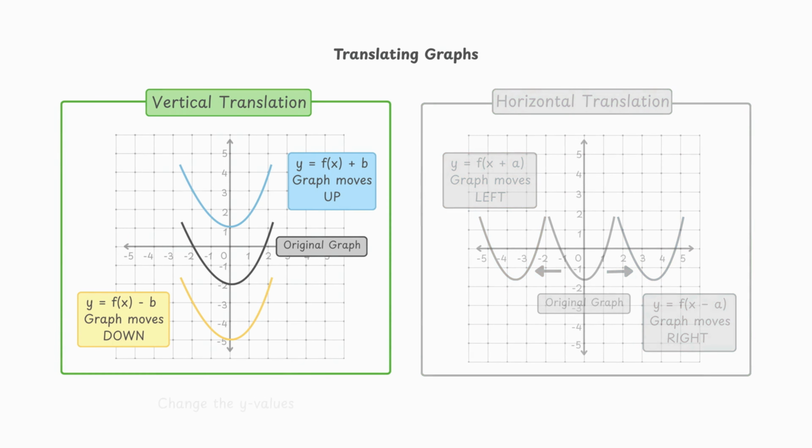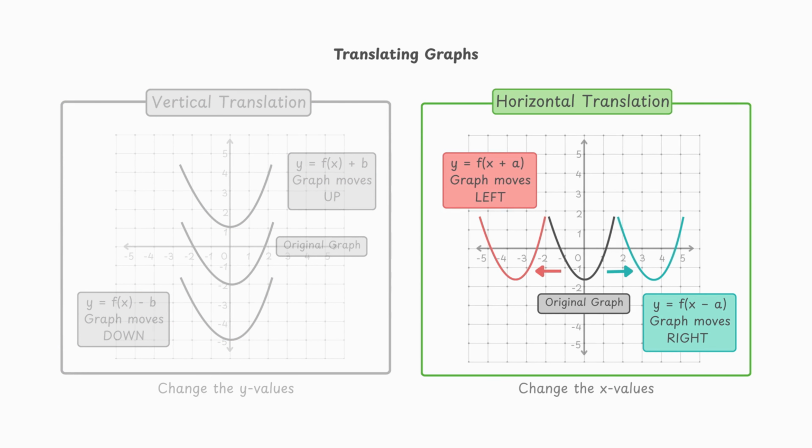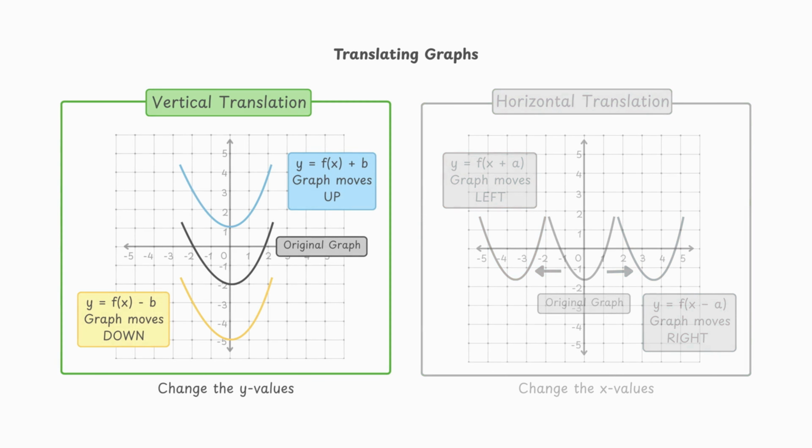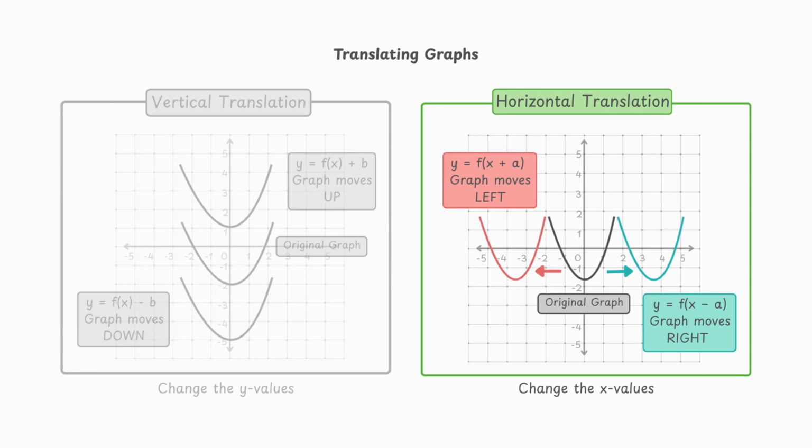In vertical translation, we change the y values, and the graph moves up or down directly with the sign. In horizontal translation, we change the x values, and the graph moves left or right, but in the opposite direction of the sign. So to clearly differentiate them, vertical translation affects height and follows the sign. Horizontal translation affects position left or right and reverses the sign.